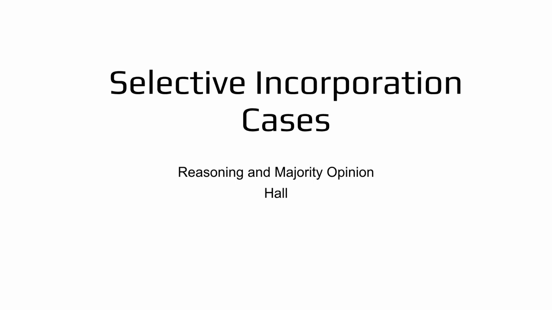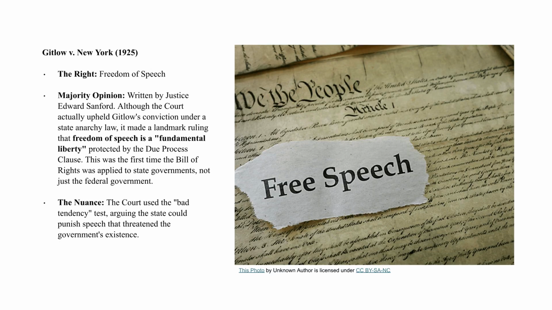This video will review key selective incorporation cases, focusing on the reasoning and majority opinions behind landmark rulings. In Gitlow v. New York, 1925, the Supreme Court ruled that freedom of speech is a fundamental liberty protected by the Due Process Clause of the 14th Amendment. This was the first time the Bill of Rights was applied to state governments. However, the court upheld Gitlow's conviction using the bad tendency test.